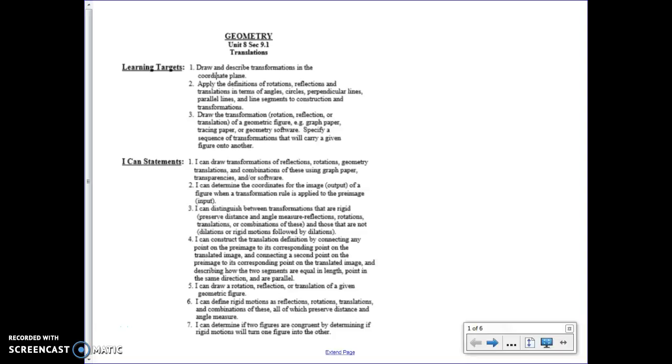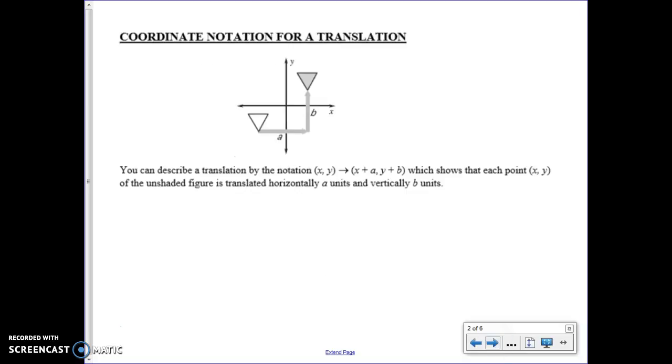Hey all, our next chapter is on transformations. The first transformation that we are going to deal with is called a translation. A translation means taking a figure or a line and moving it along the coordinate plane. It's going to face the same direction, and it's going to be the same shape and same size.